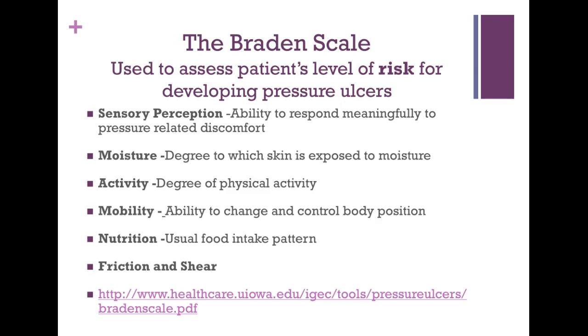The Braden scale is used to assess the patient's level of risk for developing pressure ulcers. So I want you to understand that this is not something that we use to diagnose. It is something that we use to determine if somebody is at risk for skin breakdown. If we determine that somebody is at risk, we can implement measures to prevent it from happening. So it is a risk assessment tool.